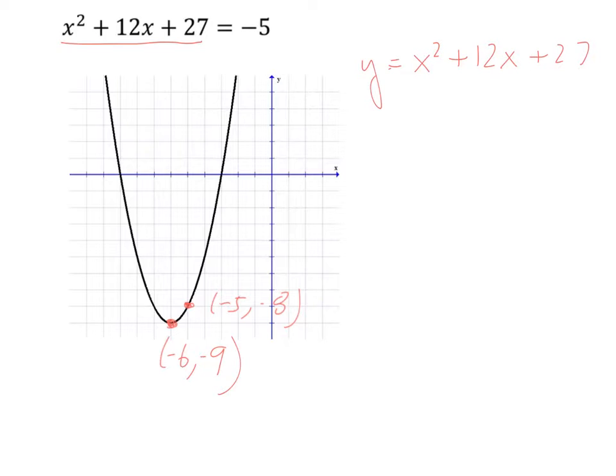And that is going to happen right here at this point. This point is -4, -5. And why is that significant for us? Again, this is saying that when x is -4, the y value comes out to be -5. And our y value is equal to this, x squared plus 12x plus 27. So when x is -4, this x squared plus 12x plus 27 comes out to be -5. So we know that one of our answers is -4.